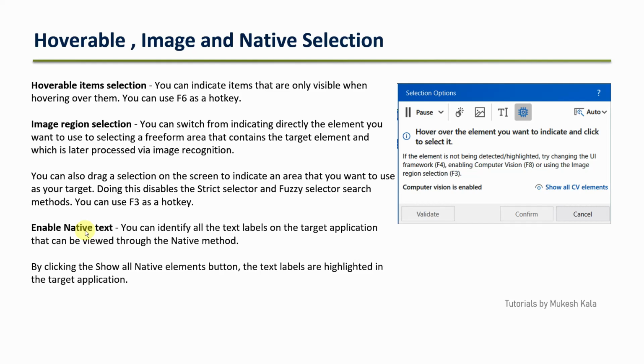Remember, when we talk about native, full text, and OCR, it is the same concept, right? If you want to see, on this complete screen, which elements you can identify with the help of the native method, just click on that button and it will show you all the details. How does it look? Let me quickly show that in action.